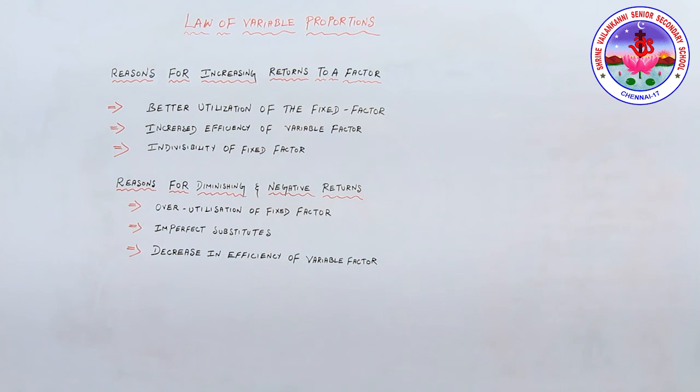The second one, imperfect substitutes. For example, the variable factor cannot be substituted for the fixed factor. For example, labor cannot be used as a substitute for land, isn't it? So an increase in the variable factor, keeping the fixed factor constant, may lead to a fall in marginal product. Next, at the last, decrease in efficiency of the variable factor. When the firm keeps on increasing the variable factor, the ratio between factors of production may become technically inefficient. So these are the reasons for diminishing and negative returns.